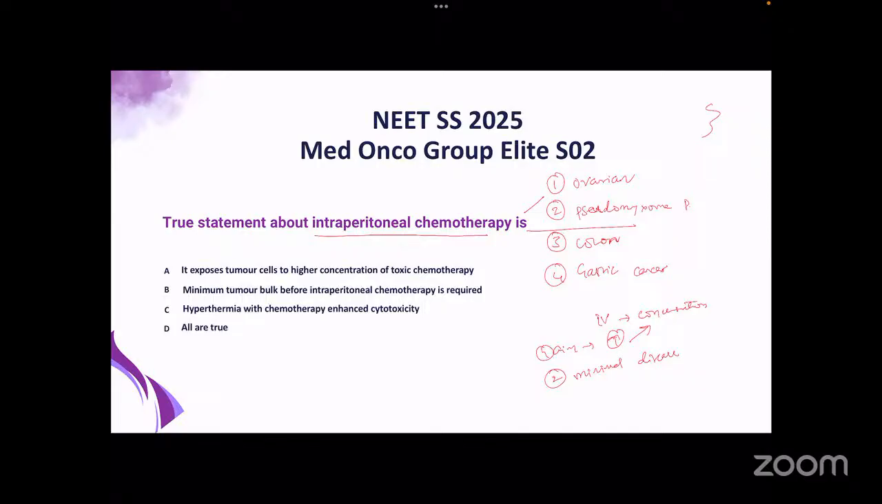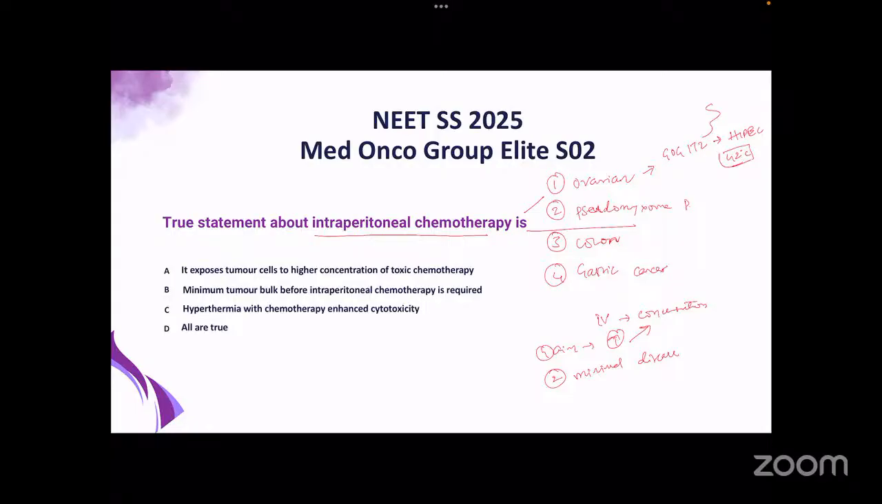This is an important topic, so you should know the names of the trials. For ovarian cancer, what is the intraperitoneal chemotherapy trial? GOG 172, where they used intraperitoneal taxane and platinum. But this is a normal intraperitoneal chemotherapy, not HIPEC. What is the difference between intraperitoneal chemotherapy and HIPEC? In HIPEC, the chemotherapy is heated up to 42 degrees centigrade and then given. Increasing the temperature is supposed to improve the penetration of chemotherapy.